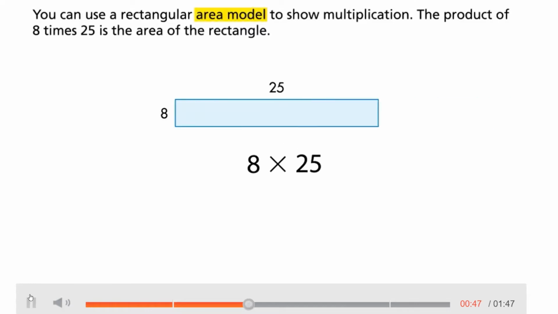You can use a rectangular area model to show multiplication. The product of 8 times 25 is the area of the rectangle.